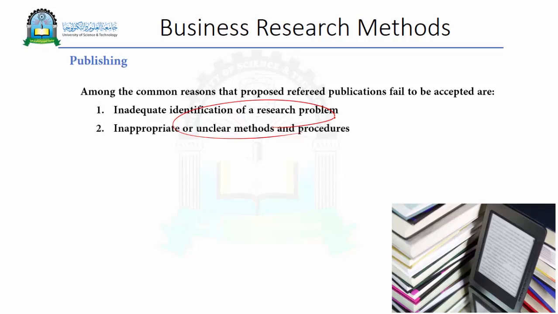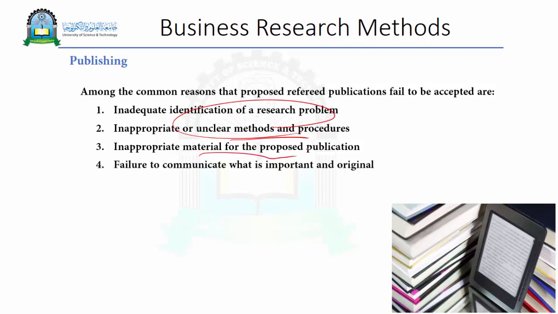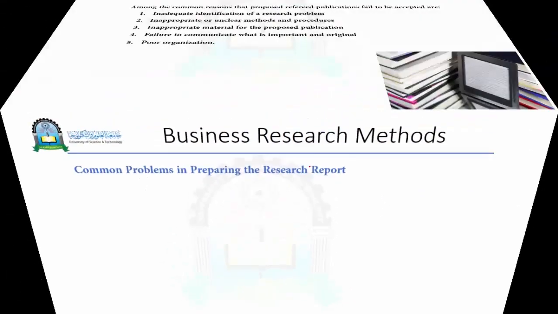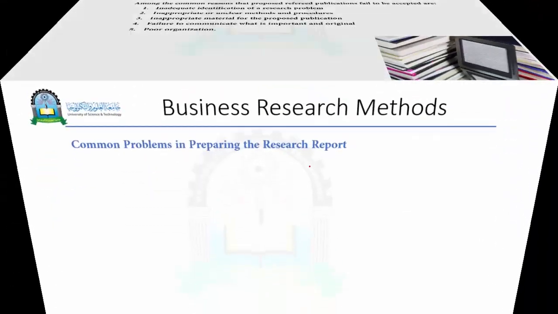The second one is inappropriate and unclear methods and procedures. So these are the main components that you need to make sure are reported in a clear way. Others are inappropriate materials for the proposed publication, failure to communicate what is important and original, and poor organization, the organization of the whole work.